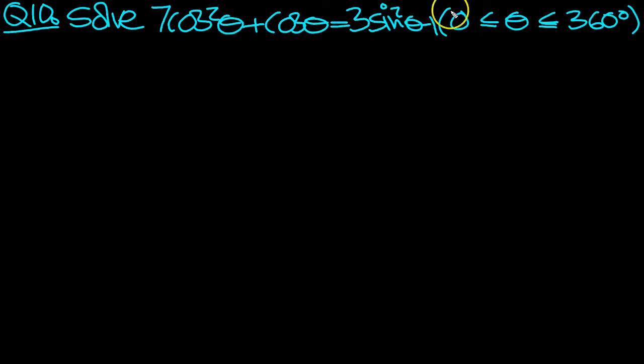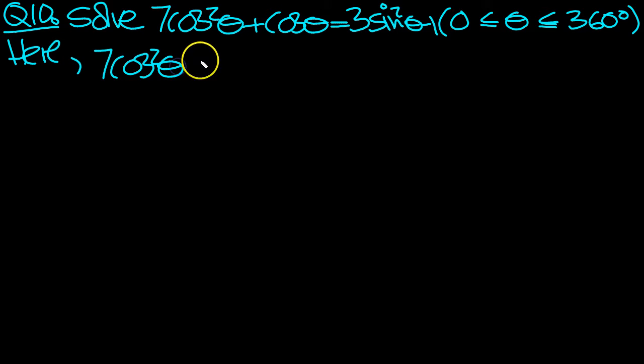Solve this trig equation between 0 and 360. Here we've got cosine squared and sine squared, but we've got cosine, so we need to eliminate the sine squared term, don't we? So here, what have we got then? We've got 7 cos squared plus the cosine theta is equal to 3.